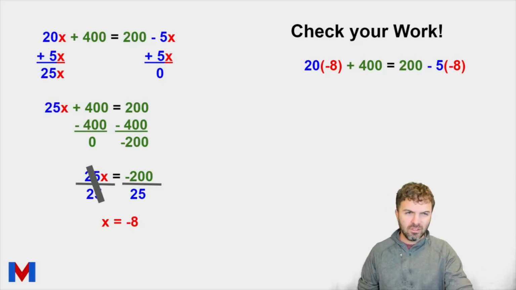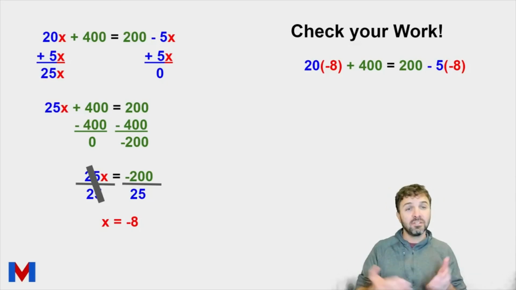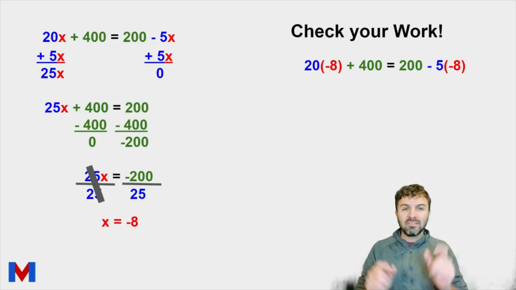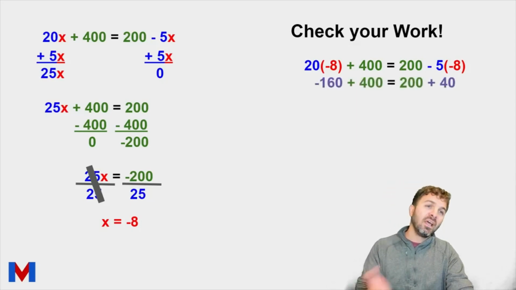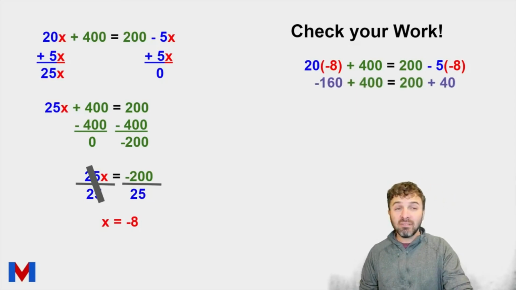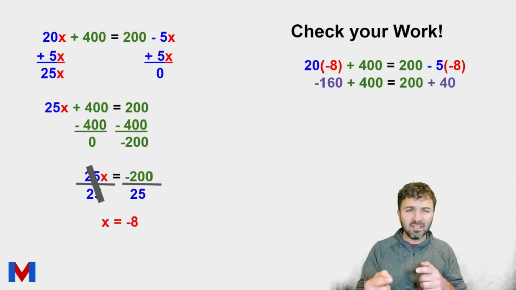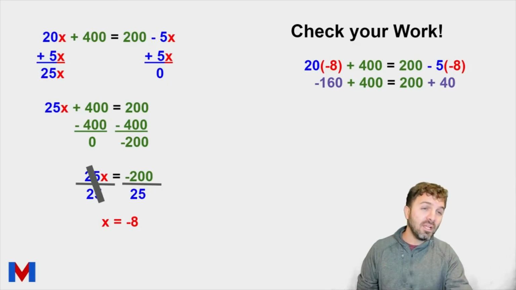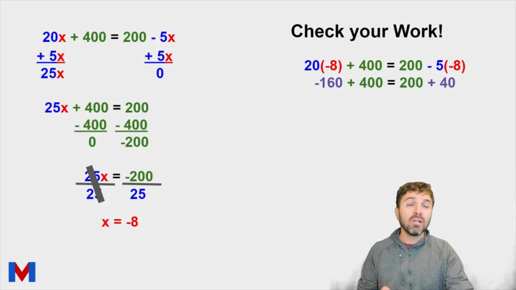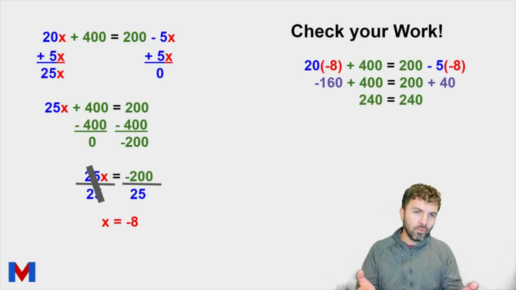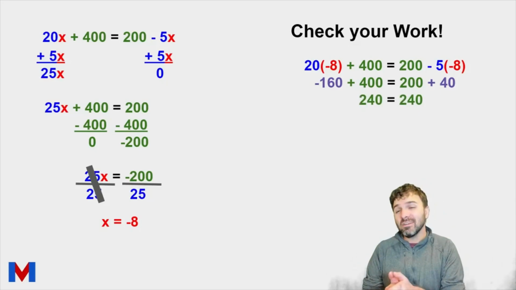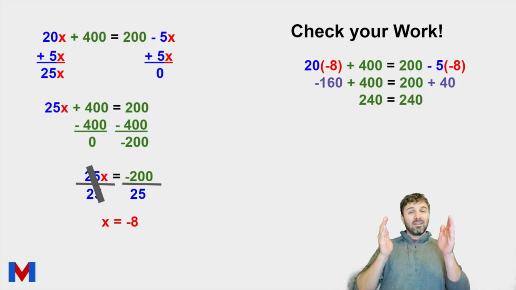All right. You could just plug each side into the calculator and see, do you get the same thing? Or go step by step and simplify. Follow the order of operations. 20 times negative 8 is negative 160. And negative 5 times negative 8, remember, subtraction and negative are the same thing. So it just leaves us with positive 40. So negative 160 plus 400 is 240, and 200 plus 40 is 240. All right, we did good here, which means we're done.